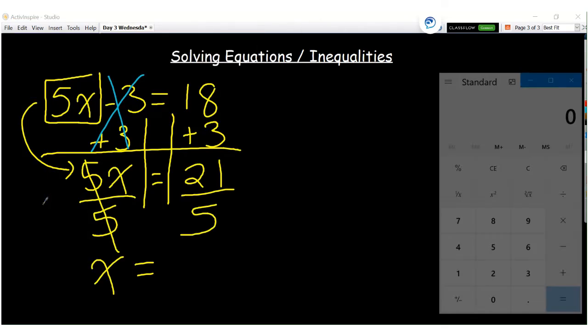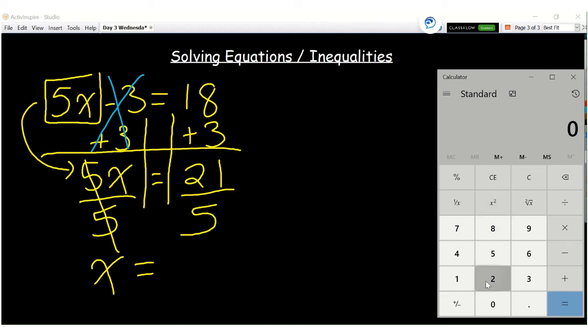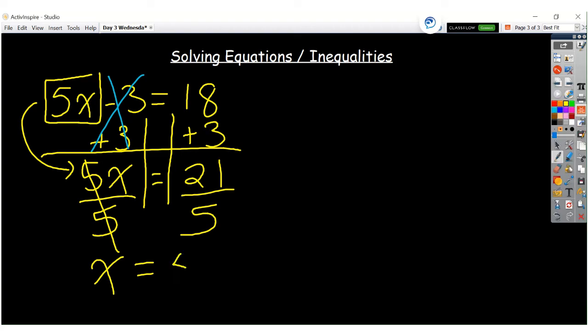I'm going to use my calculator on here. You can use Desmos too. I have a link, I believe, at the top of my, or maybe in class info on Blackboard. So 21 divided by 5. Okay, at least it works out to a decimal that doesn't repeat. So x would be equal to 4.2.